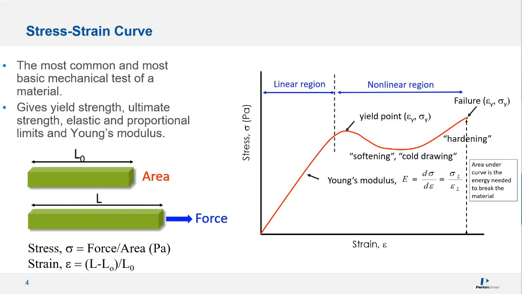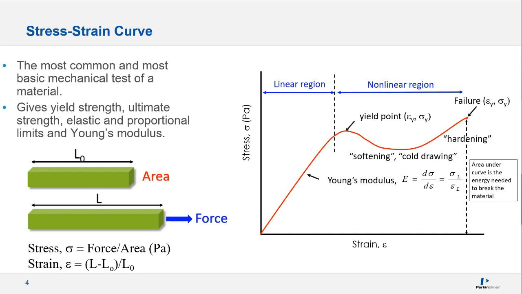The most basic mechanical test is applying a force to a sample and measuring the deformation of the sample. For example, in this tensile test, the sample has initial length of L0 and the area is the cross-section area of the sample. When a force is added to the sample, the resulting length increases to L. Now we can define two most useful terms in mechanical tests. Stress is the ratio of the force to area. It has the same unit as pressure, pascals. Strain is the length difference divided by the initial length, and it's unitless.